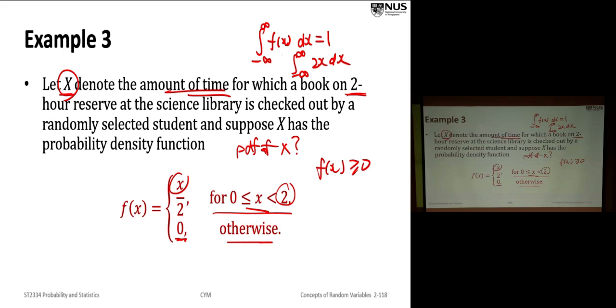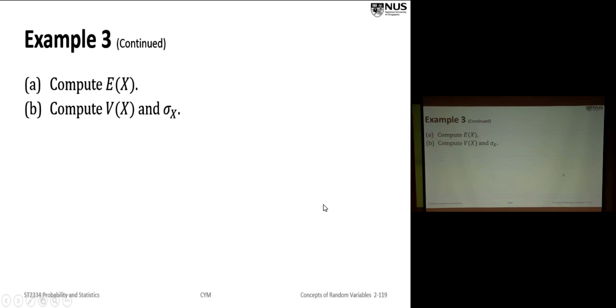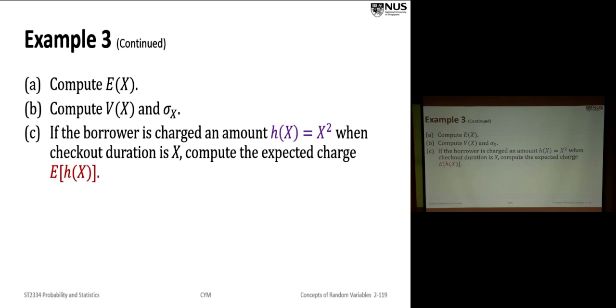And what's wrong with it? Because the PDF does not equal 2x for x from minus infinity to 0 as well as from 2 to infinity. All right? So you can only integrate this one from 0 to 2. The other range of x, the probability density function is equal to 0. All right, it should equal 1.